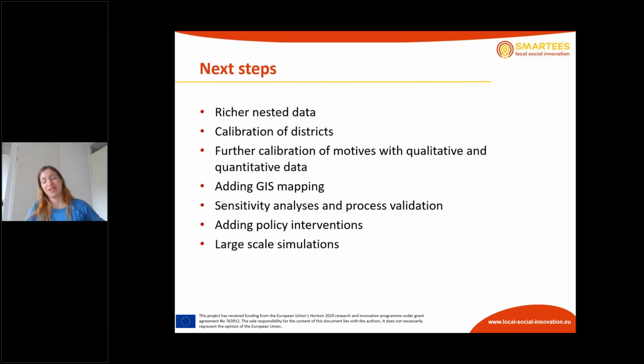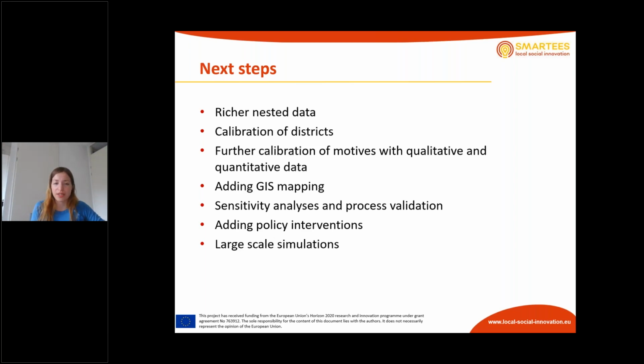As I said before, we were challenged with building this model in only 3 weeks. We can already see that we can have some idea what policy interventions might do, but in the future, we would like to work with richer nested data to give our agents a little bit more information, a little bit more background, so that they can better make decisions.